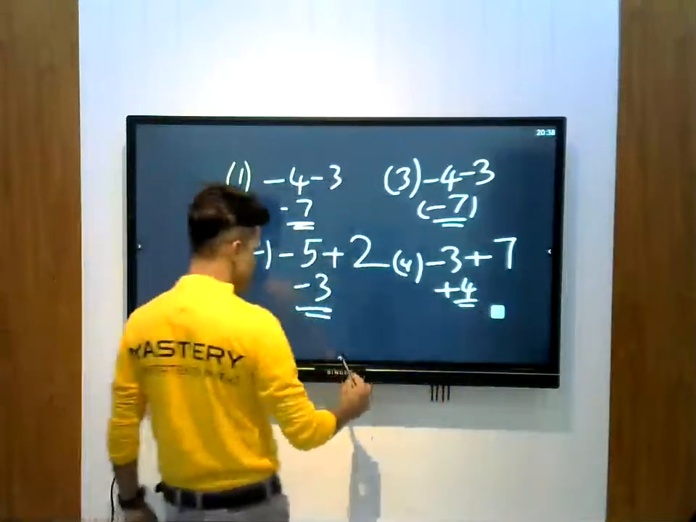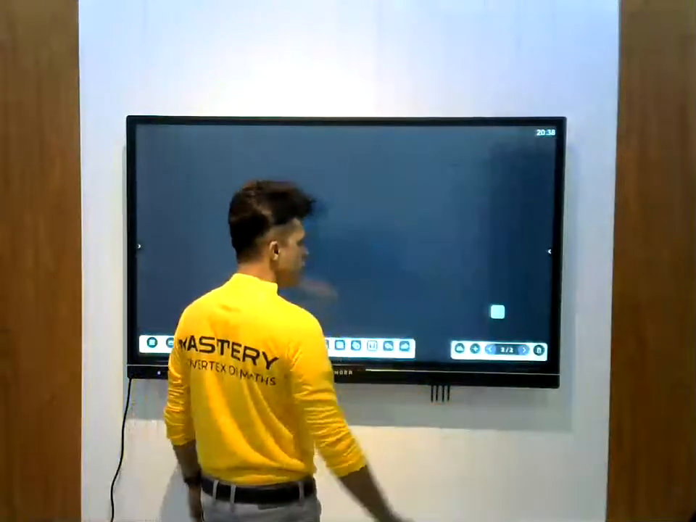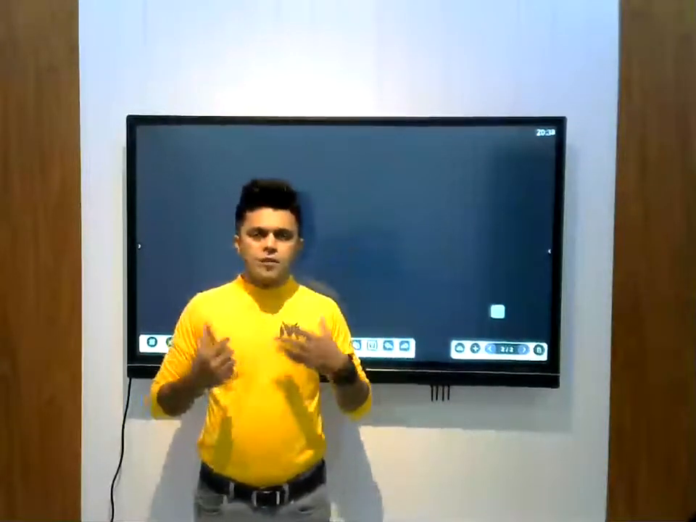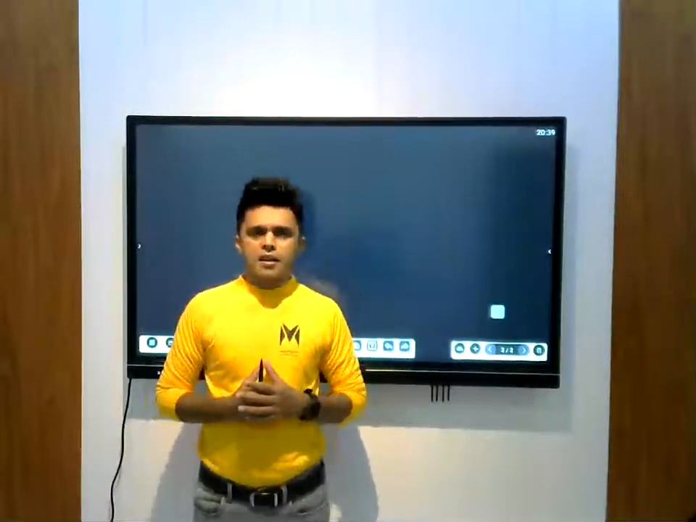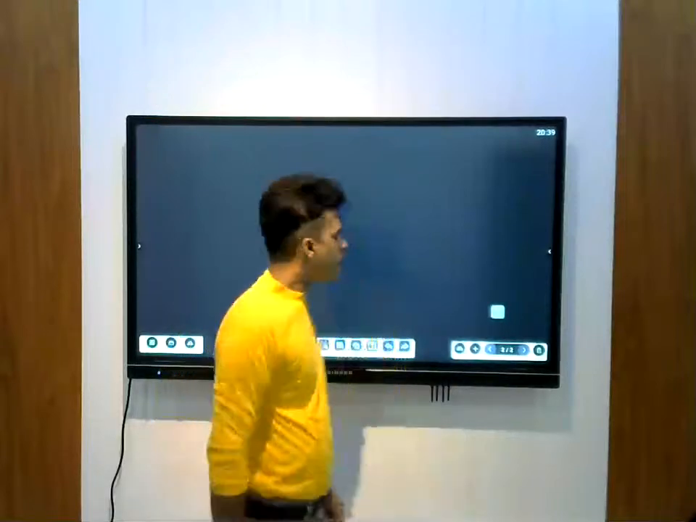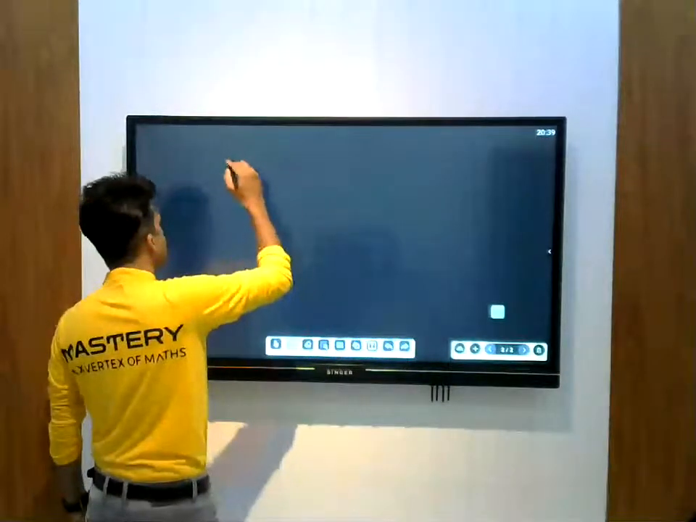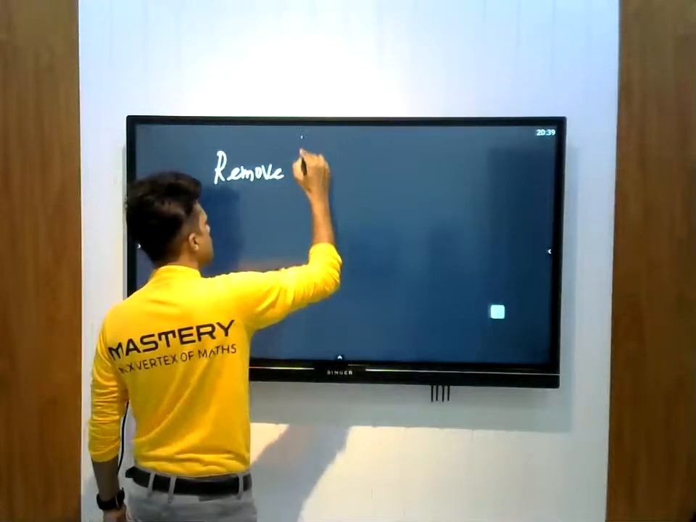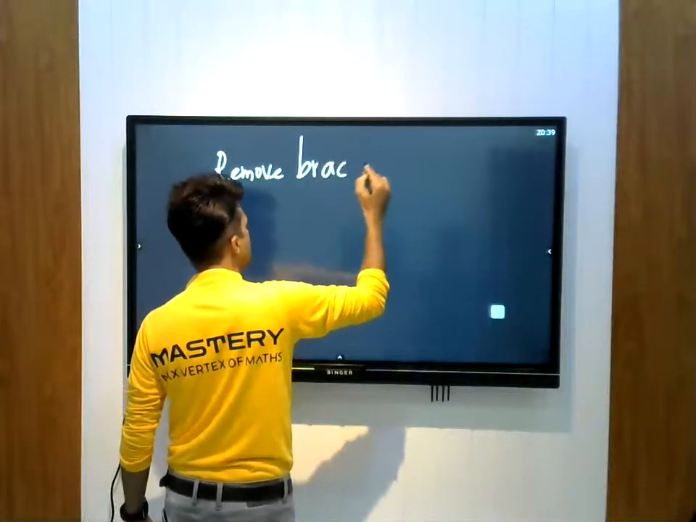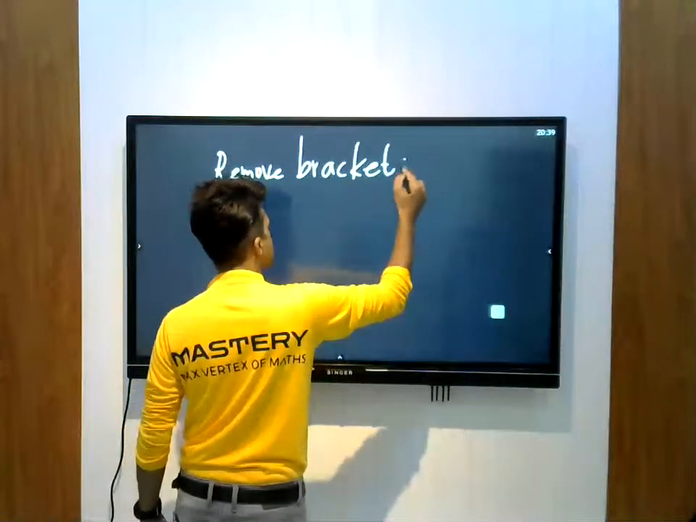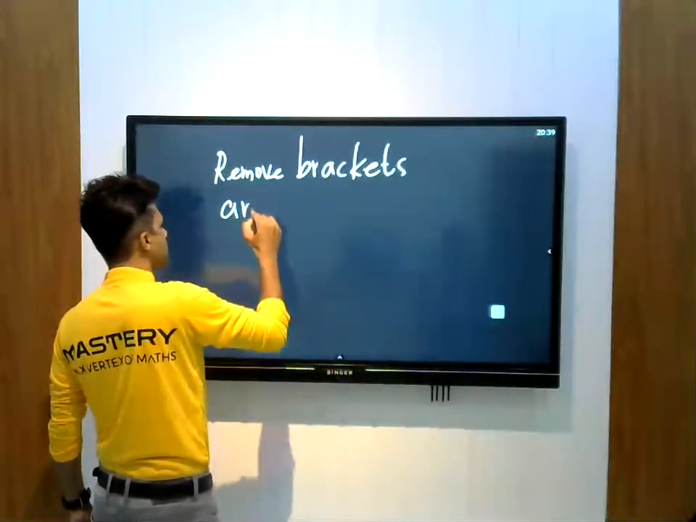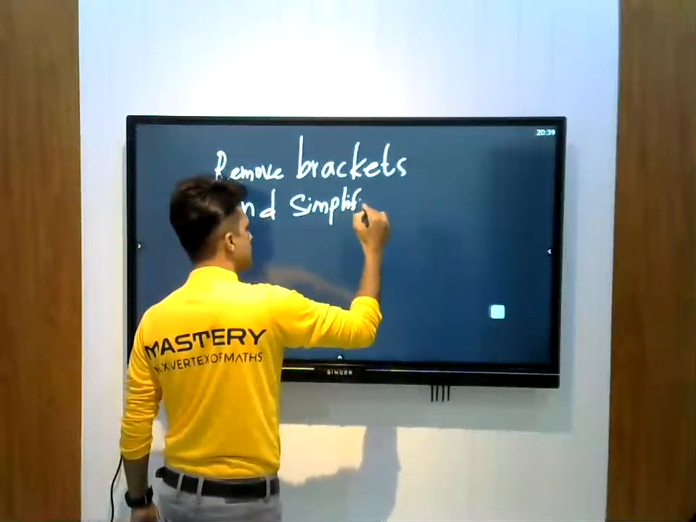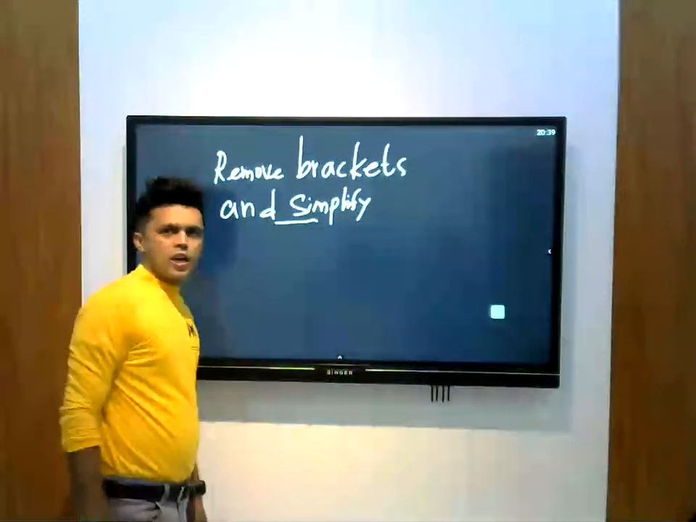Anyway, today we will be learning something new in algebraic expressions. In algebra, we think of removing brackets and simplifying. Remove brackets and simplify. How can you do this type of one?